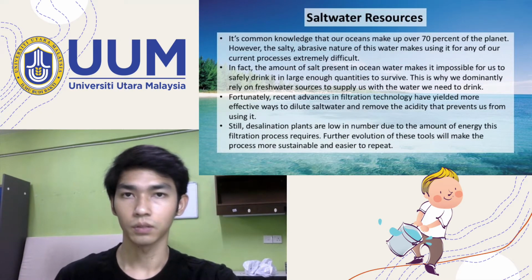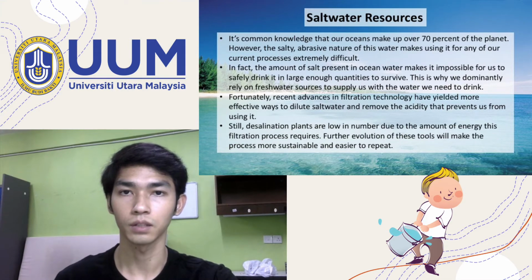So the next type of water resource is the salt water resource. It is common knowledge that our oceans make up over 70% of the planet. However, the salty, abrasive nature of this water makes using it for any of our current processes extremely difficult. In fact, the amount of salt present in ocean water makes it impossible for us to safely drink it in large enough quantity to survive. This is why we predominantly rely on freshwater resources to supply us with the water we need to drink.